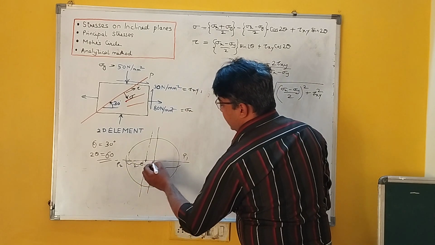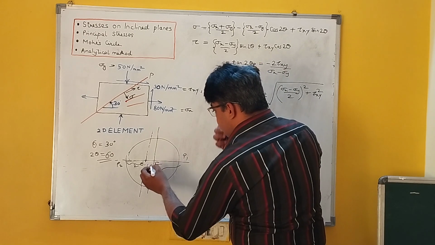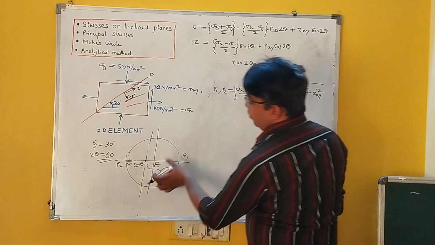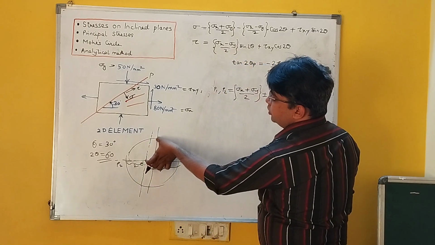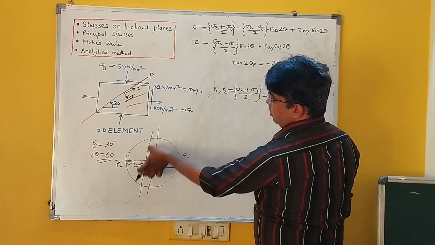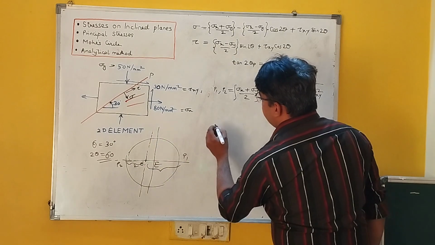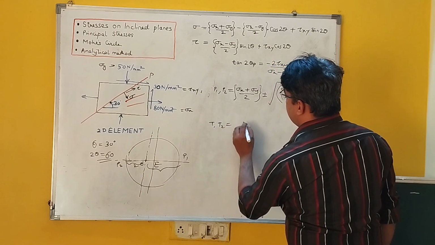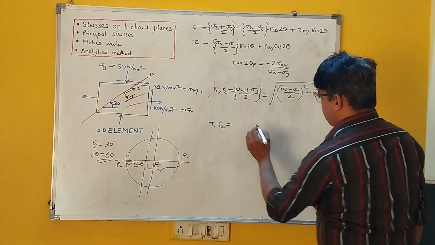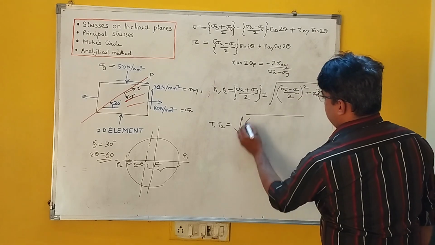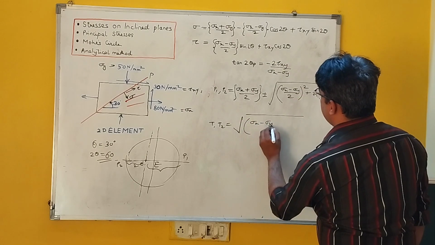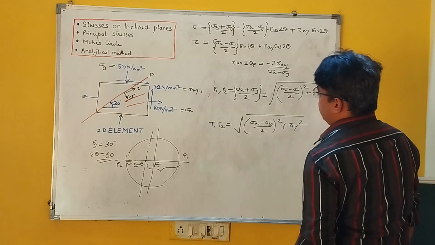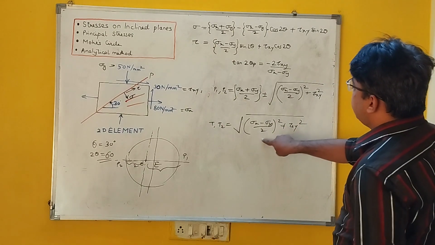Then the plane of maximum shear stress. So you can say this is the plane of maximum shear stress over here like this, maximum shear stress which is parallel to this shear axis. So that is given by T1 comma T2 is equal to square root of ((sigma x minus sigma y) by 2) the whole square plus tau xy the whole square.